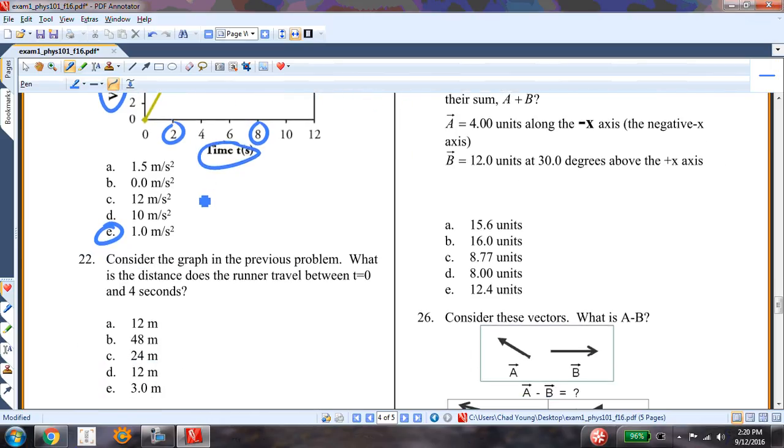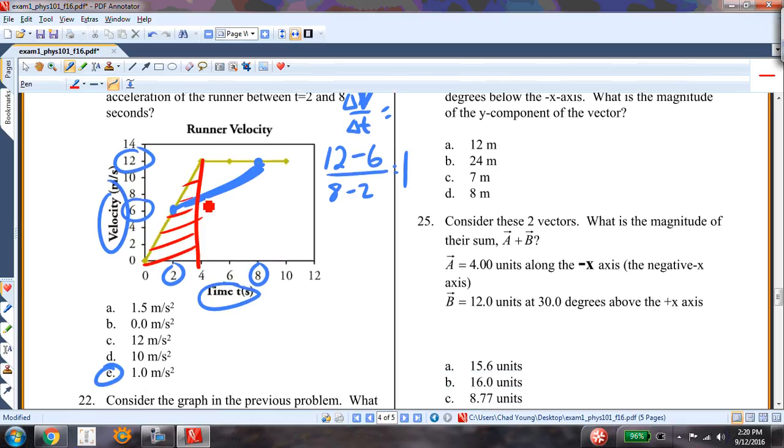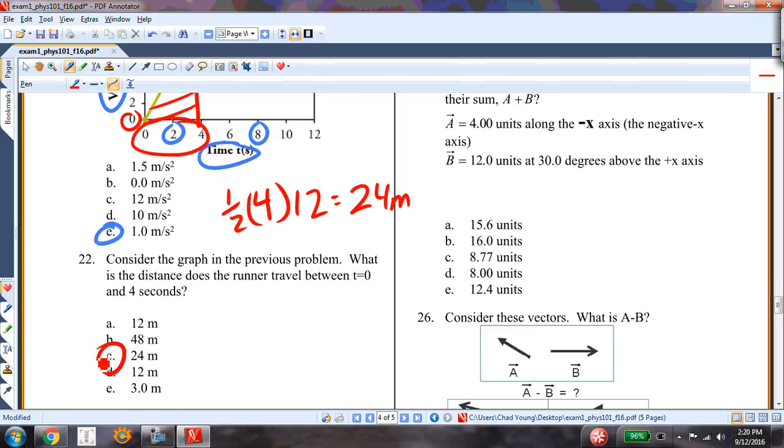Consider the graph. What is the distance the runner travels between t equals 0 and 4 seconds? So I'm looking for the area under this graph from 0 to 4 seconds. So I'm going to do 1/2 of base. That's 4. That's my base. Times the height. Goes from 0 to 12. That's 12. That's 24 meters. So the distance that he travels is 24 meters. C is right for number 22.